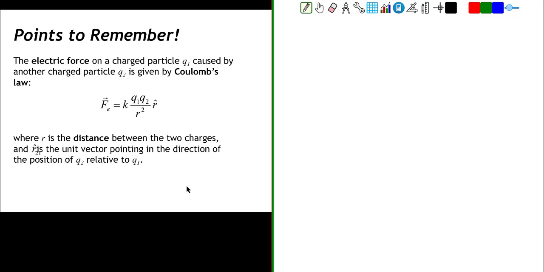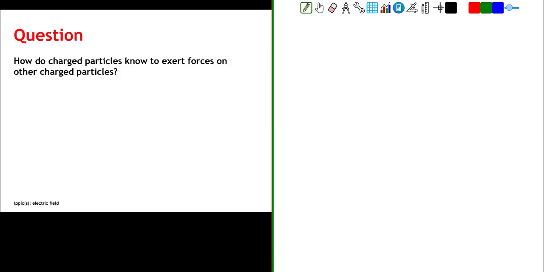Before we do that though, you should remember that the Coulomb force between two charged particles is given by the Coulomb constant K times the product of the two charges divided by their distance squared, and it's directed along a line that connects the two charges.